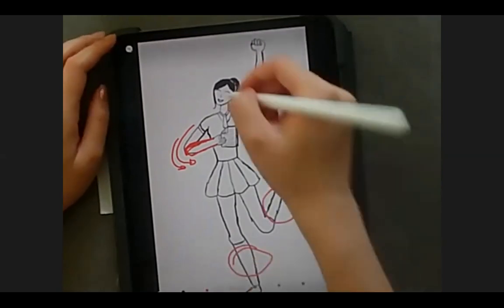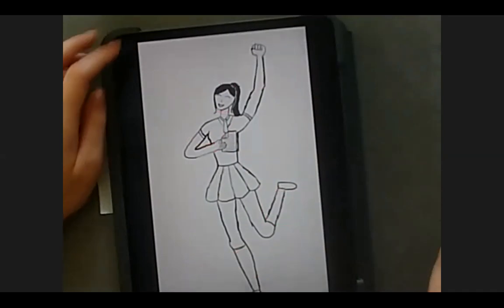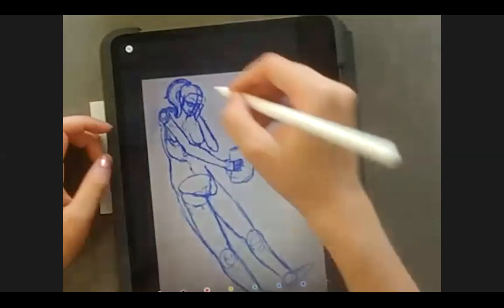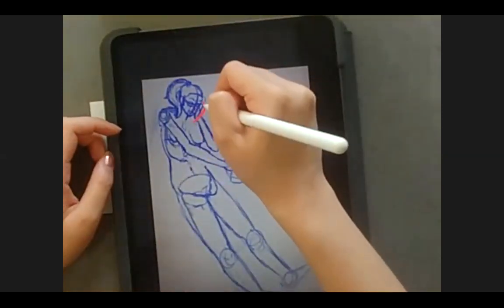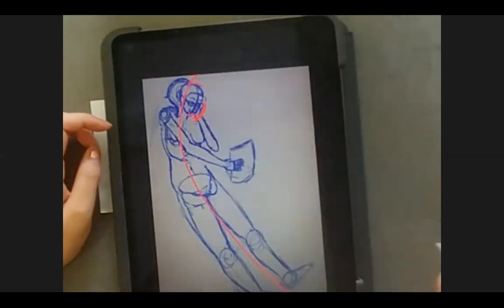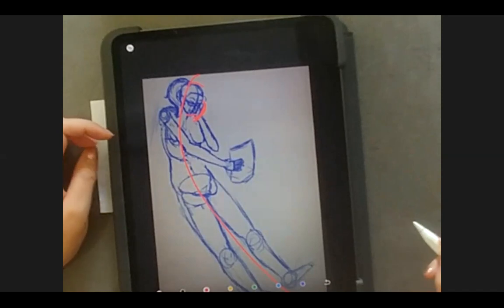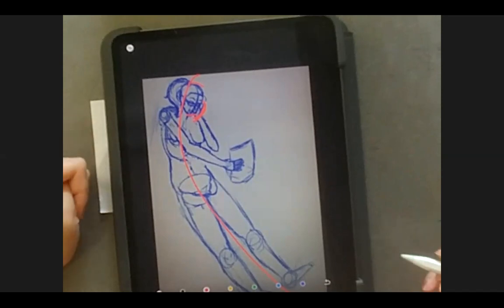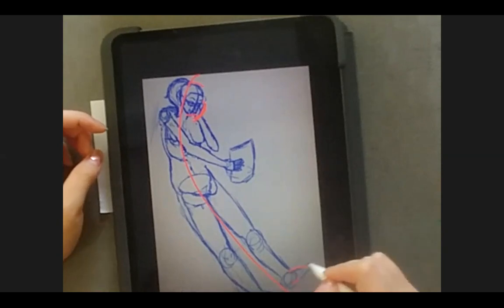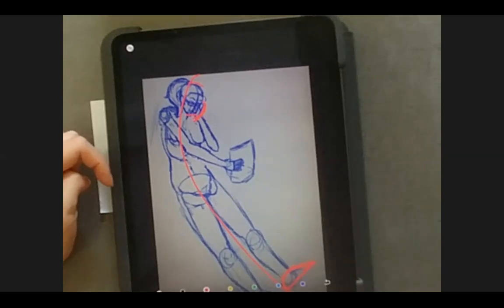They're of different sizes. Head looks a little small. This one, head is a little small. Nice curve in the body. However, what is she standing on or what is she balancing on? Because right now, is she jumping? It's a bit unclear with the pose.